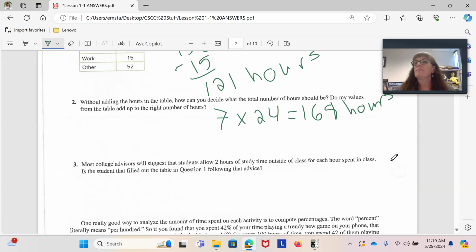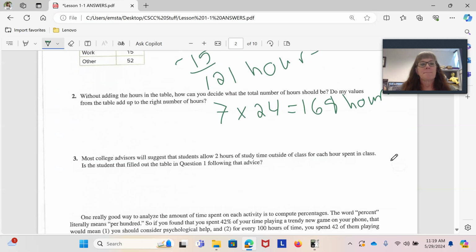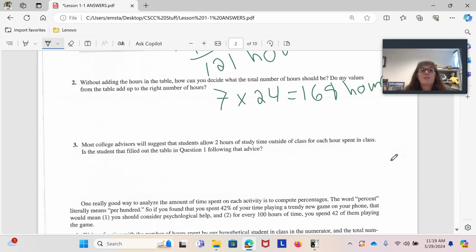Number 3, we are still on page 4. Number 3 says, most college advisors will suggest that students allow 2 hours of study time outside of class for each hour spent in class. Is our student doing that? Well, the time in class from the table in number 1 was 15 hours. We want to multiply that by 2 because that's what the recommended study time is from advisors. That gives me 30 hours.